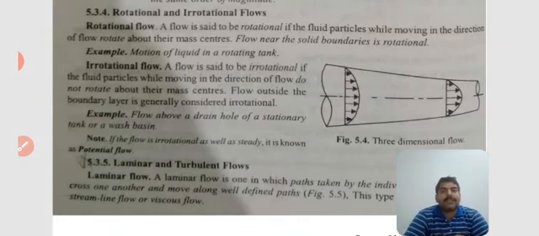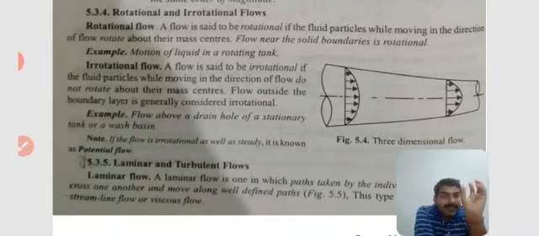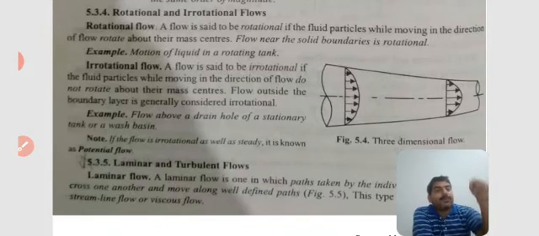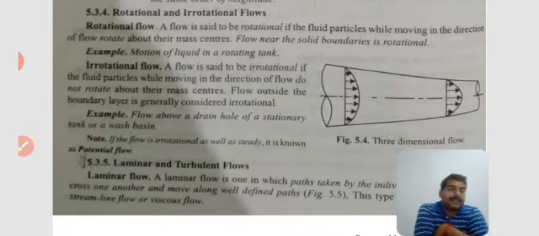Now, the second one is irrotational flow. A flow is said to be irrotational if the fluid particles move in the direction of flow and do not rotate about their own mass axis, that is, the center of gravity. Therefore, these fluid flows are called irrotational flow. For example, flow above a drain hole of a stationary tank or a wash basin. This is an example of irrotational flow.